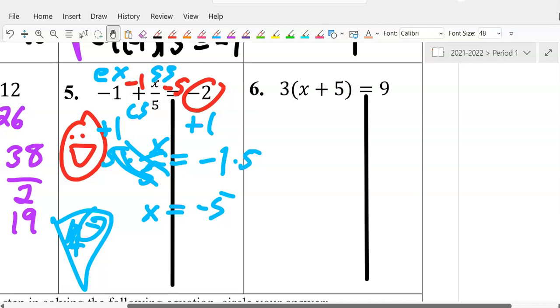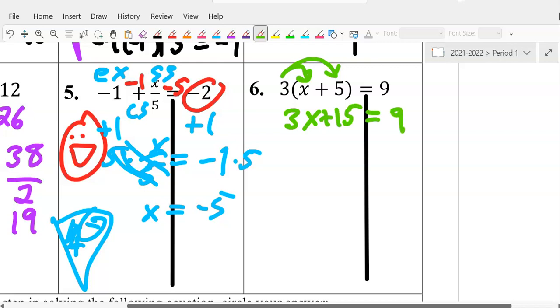Okay, pick a color, any color. Green. Okay, first step. You have to distribute. Yeah, this is a weird one. Everybody say distribute first. Distribute first. All right, so what do we have after distributing? 3 times x is 3x. And then 3 times 5 is 15. Then you have to do superstar, co-star, extra. Superstar is? X.